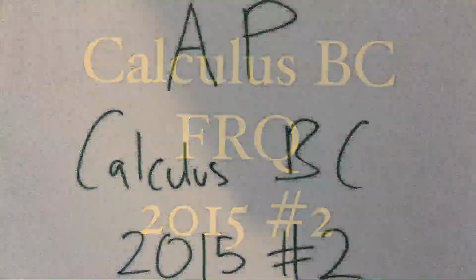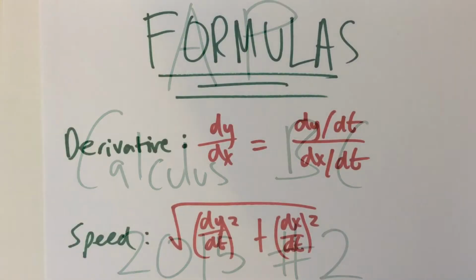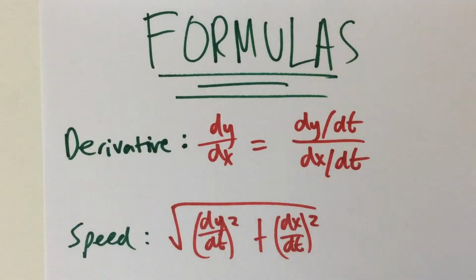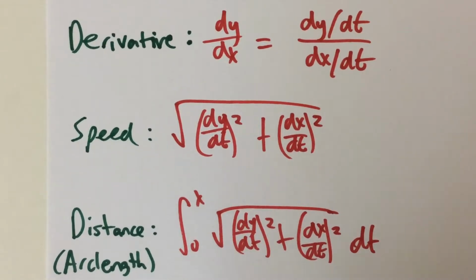Hello, in this video we will be reviewing the 2015 number 2 FRQ. This FRQ is primarily based on the topic of vectors problems. A lot of the time the formulas are extremely important to memorize. For this particular vector FRQ, the derivative, the speed, and the distance or arc length formulas are needed. So you can pause the video right now to look over these formulas and memorize them.